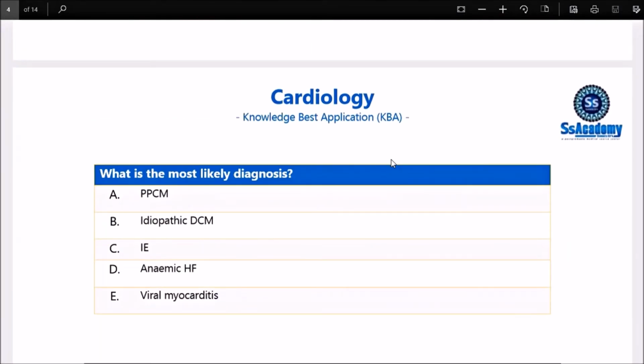So what is the most likely diagnosis? The options are PPCM, that is peripartum cardiomyopathy, idiopathic dilated cardiomyopathy, infective endocarditis, anemic heart failure, and viral myocarditis. After the answer options, you need to think of the SS boxes that you learned from the video lectures and also the KBA lectures.